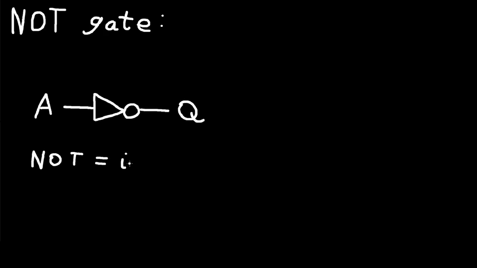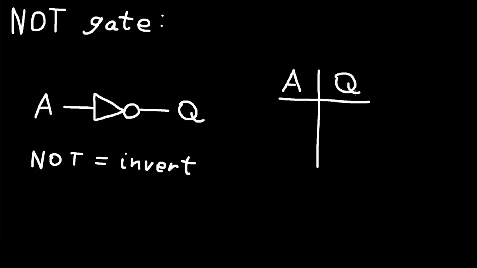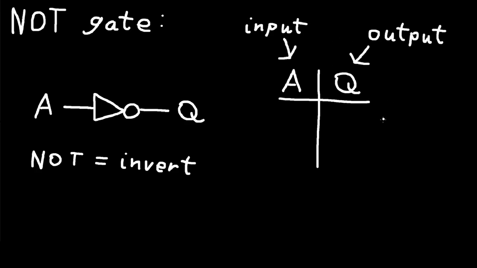First, the simplest gate, NOT. NOT has one input. It flips the input. A represents the input, and Q represents the output. If the input is 0, the output becomes 1. If the input is 1, the output becomes 0. NOT is also called an inverter.